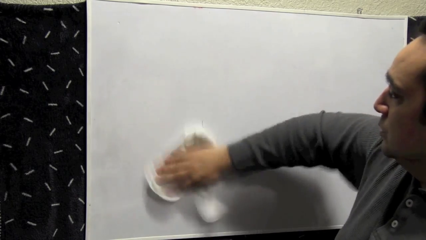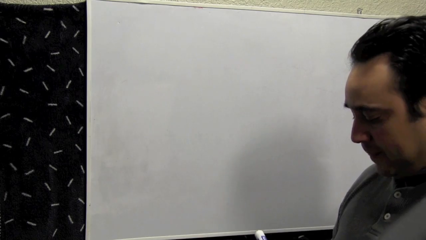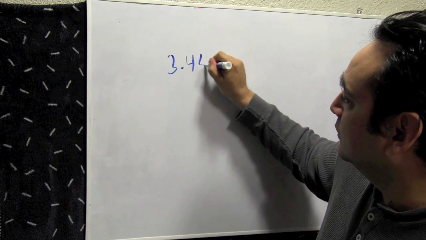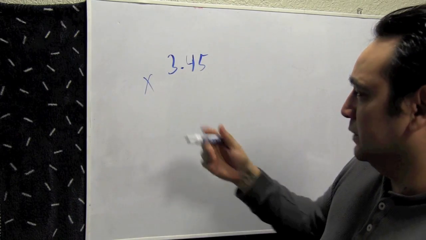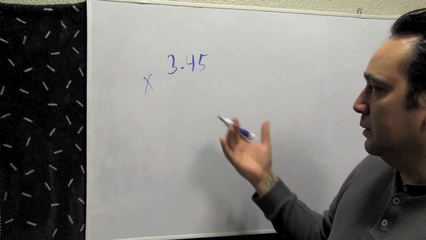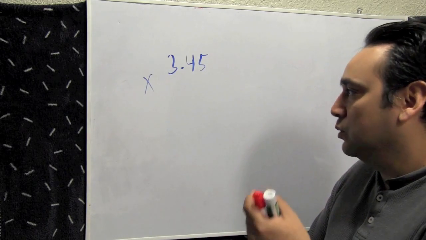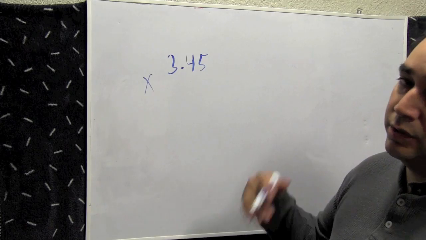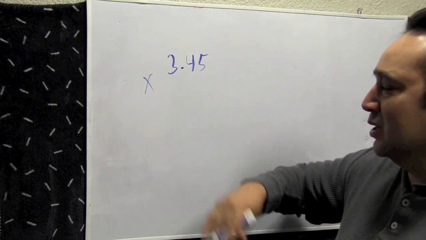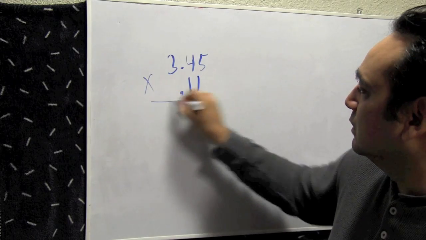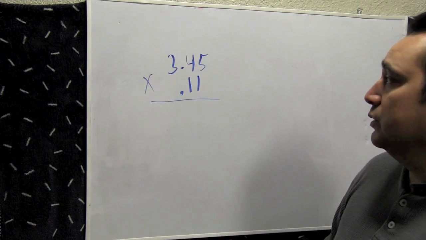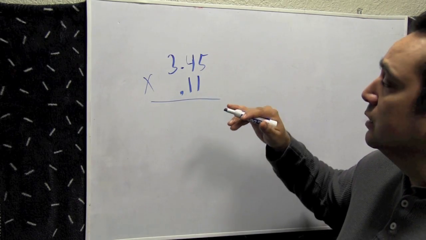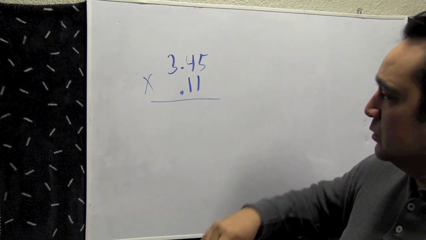Again, do one more. 3.45 times, and I'm doing these examples easy so you can understand what you need to do. Again, this video is just to get through the GED, so I'm trying not to waste a lot of time. So again, 3.45 times 0.11. Again, ignore the decimals first, just multiply it out, and then worry about the decimal at last.